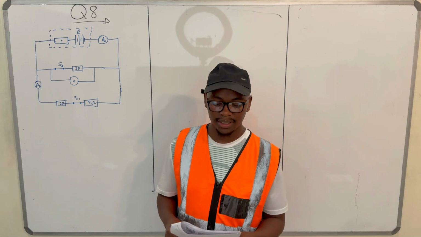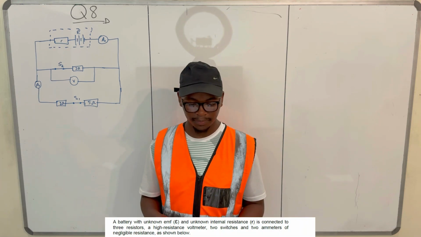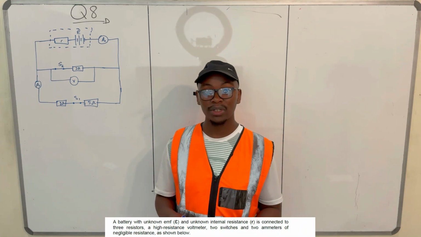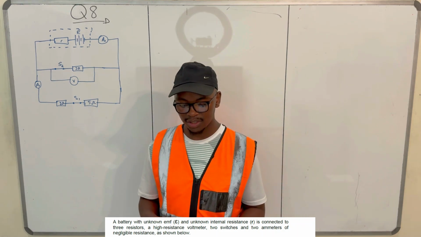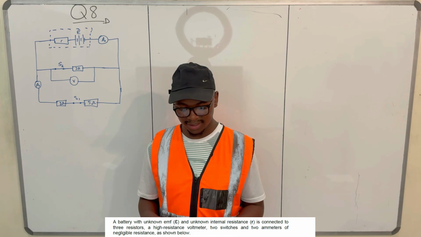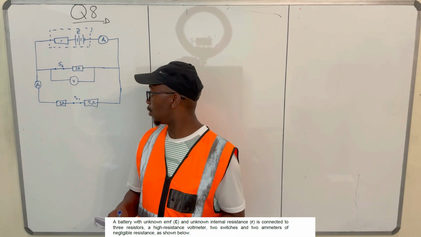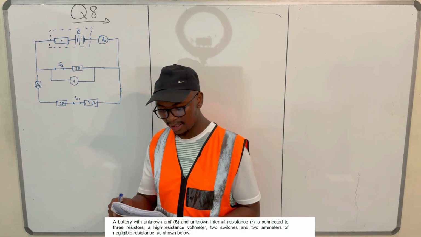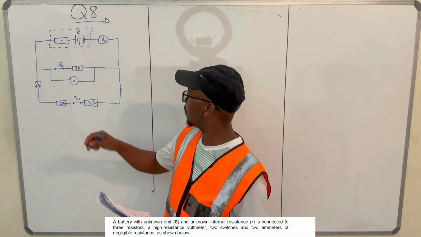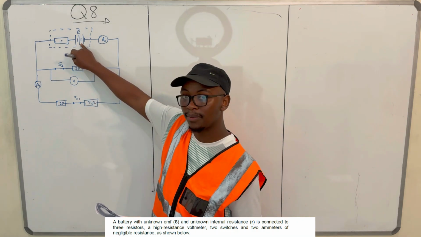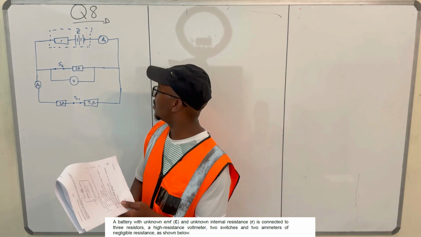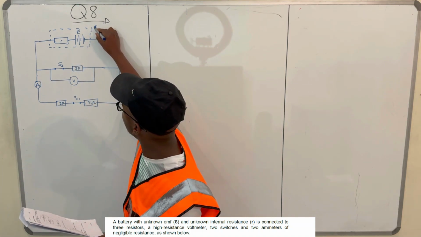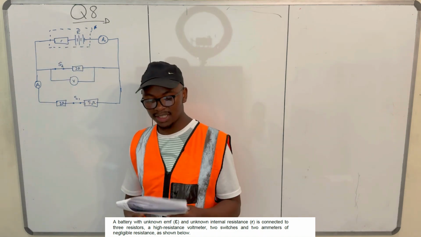Let's look at the statement. The statement reads as follows. A battery with an unknown EMF and an unknown internal resistance is connected to 3 resistors. Okay, let's have a look at the diagram. They are saying there is a battery with an unknown EMF. There is the battery, and then this battery has an internal resistance.